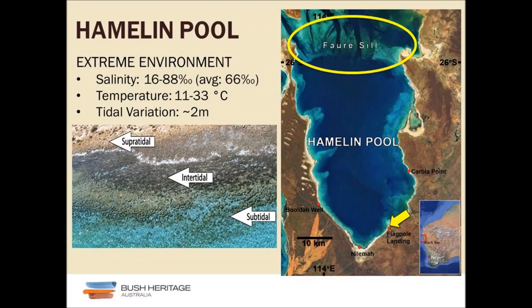It's estimated that in Hamelin there are over 100 million stromatolites that cover nearly the entire 135 kilometers of shoreline. And the yellow arrow here in the image is pointing to Flagpole Landing. That's where the boardwalk is, that's where the telegraph station is, and that's where the majority of research has been done for the last 50 years.